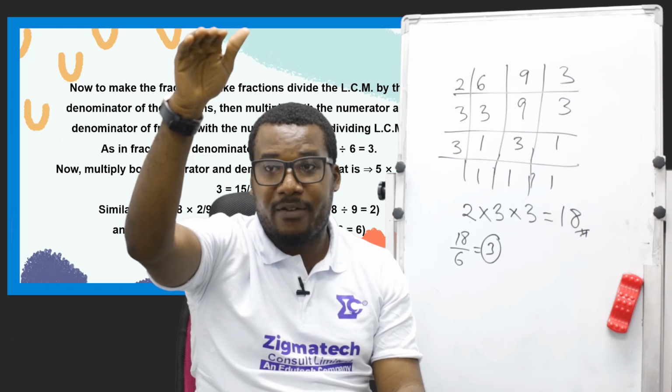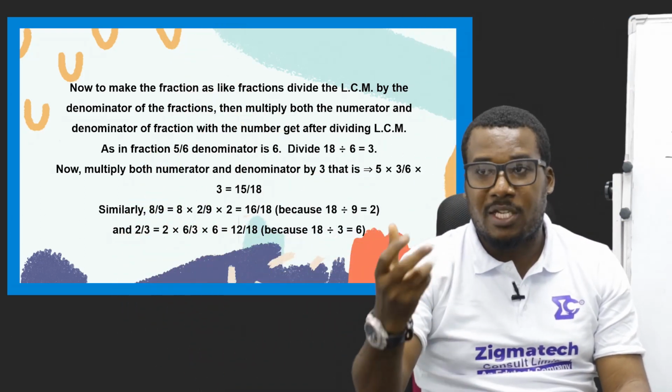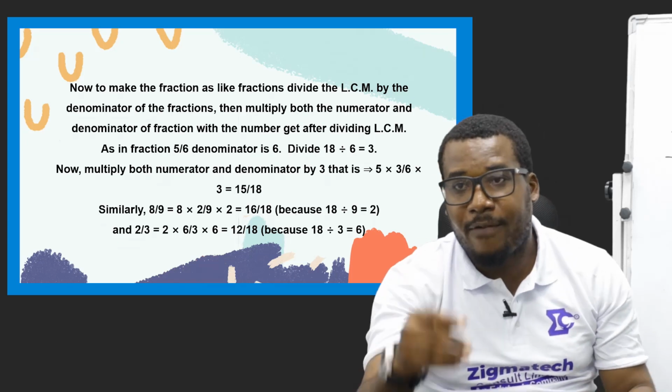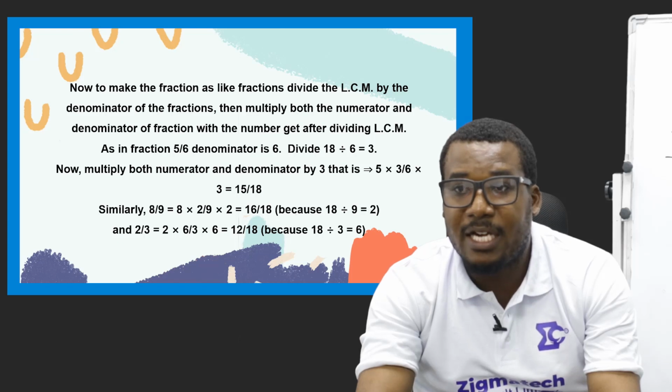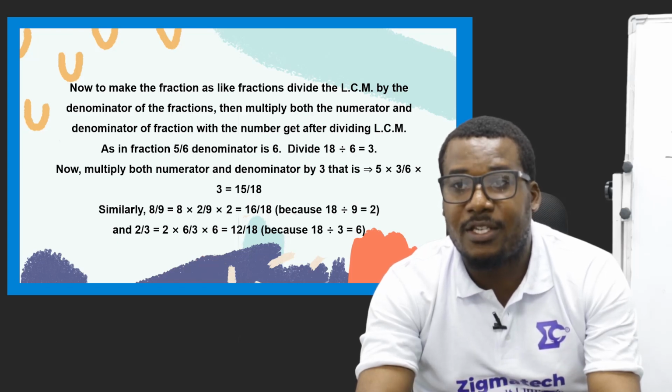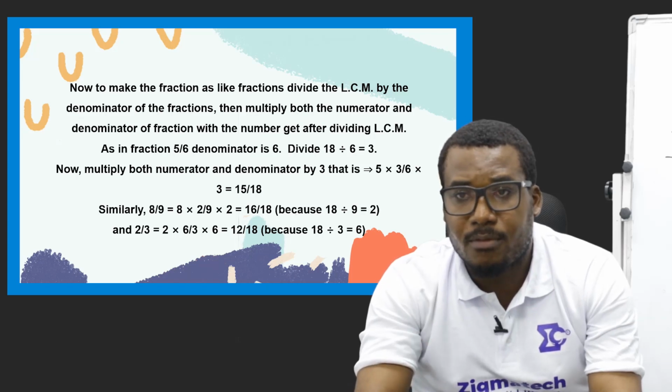The numerator 5 multiplied by 3, the denominator 6 multiplied by 3. If you do that, you will find out that you get 15. 5 times 3 is 15, and then 3 times 6 is 18. You get 15 over 18.